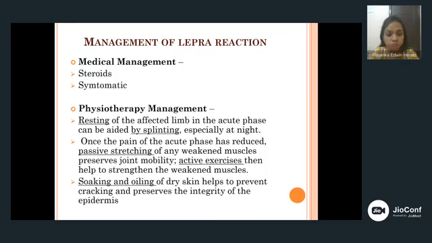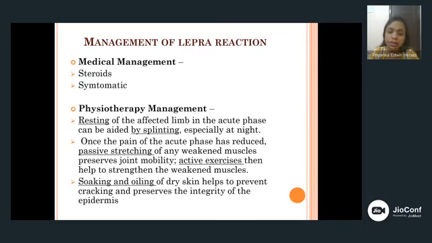But in case of physiotherapy, very importantly, we give rest to the affected limb in the acute phase by splinting. Especially we give night splint, and once the pain of the acute phase has reduced, then we give passive stretching for any weakened muscle. We give joint mobility and active exercises to strengthen the weakened muscle, but this we give after the completion of the acute phase.